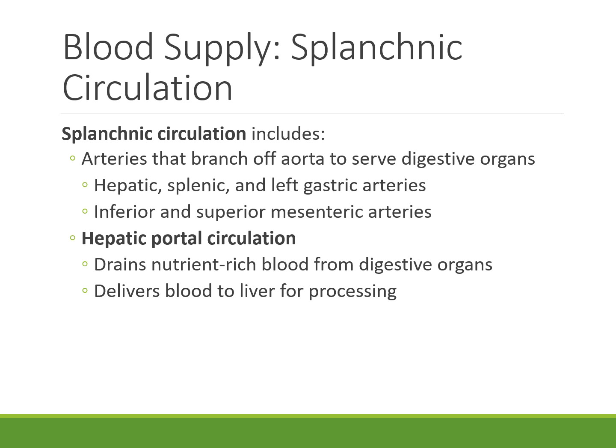The hepatic portal system is what takes the nutrient-rich but oxygen-poor blood from the digestive organs, runs it over to the liver, dumps those nutrients off in the liver, and then comes out of the top of the liver and goes into the inferior vena cava and returns that now nutrient-poor and oxygen-poor blood to the heart for reoxygenation.